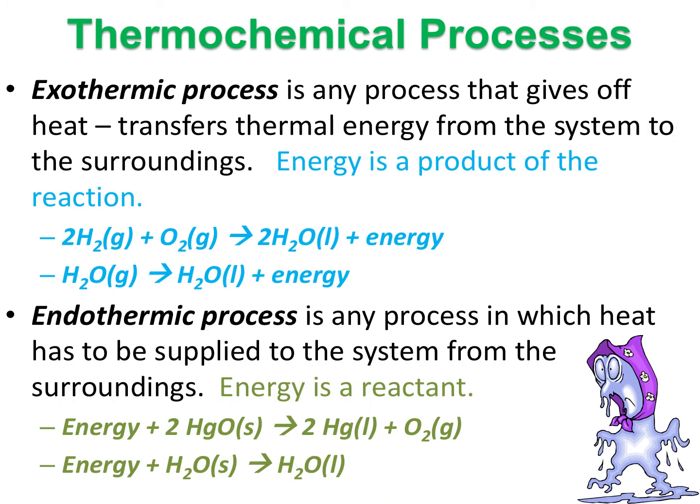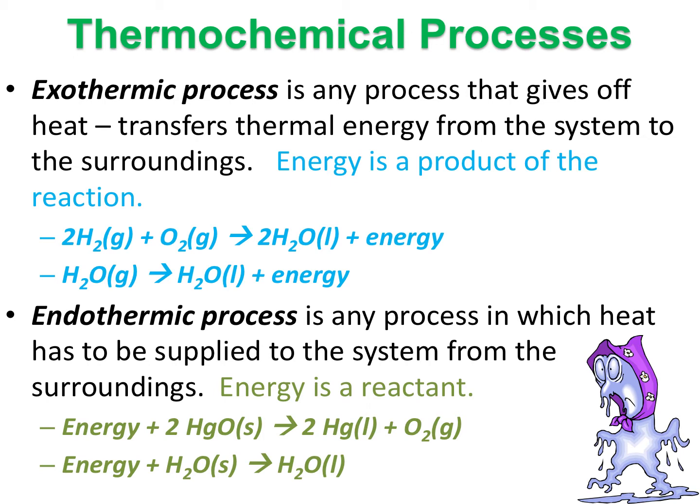We have two main thermochemical processes. These are exothermic processes and endothermic processes. In the exothermic process, heat is given from the system to the surroundings. Hence, energy is a product of a chemical reaction or process. For example, the reaction of hydrogen and oxygen to produce water is an exothermic reaction as it gives off energy as a product. Water condensing from the gaseous state to the liquid state is an exothermic process where energy is given as a product of the process.